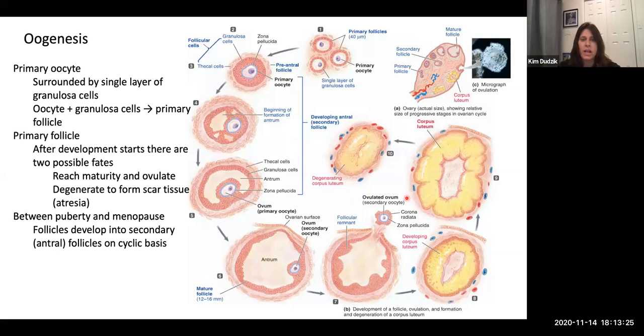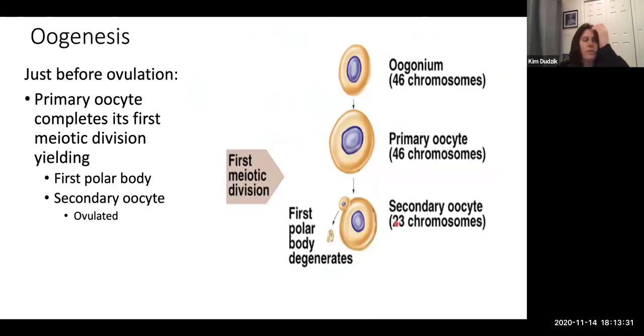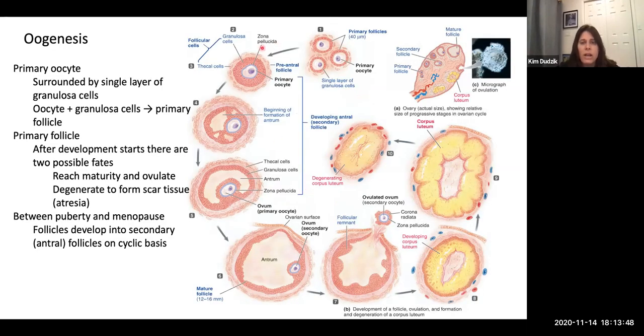Okay, and let me go a little bit further. Let me go to the next slide. Oops, there we go. So again, just to kind of reiterate what we just said, during oogenesis, inside of the follicle, as that follicle is developing, it's the primary oocyte that's completing its first meiotic division. Okay, so that's what you saw occurring. It's starting to go into this meiotic division.